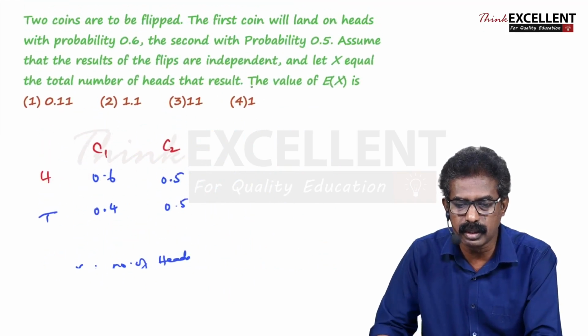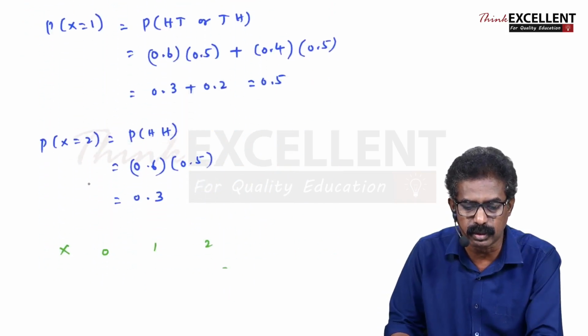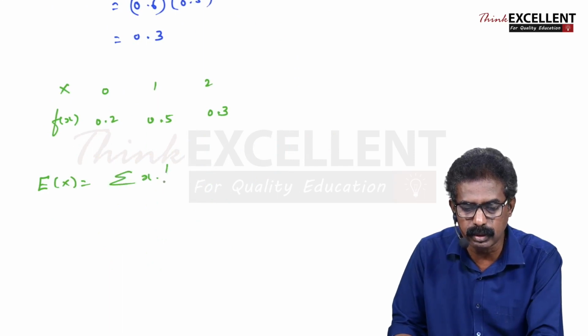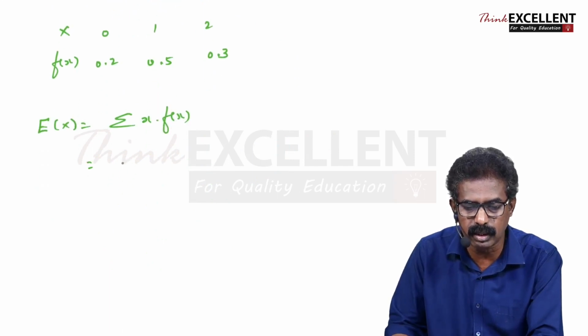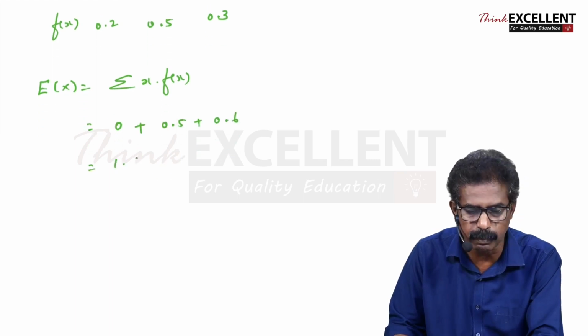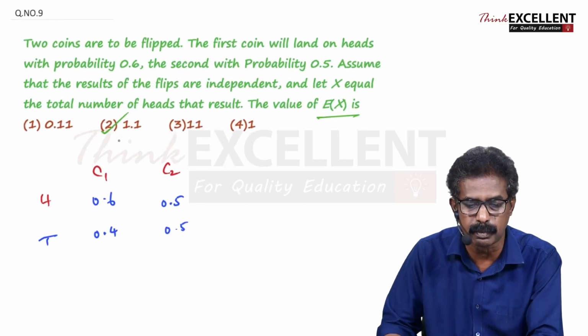What they asked in the question, find E of X. So expected value of X equal to sigma X into f of X. First one is 0 into 0.2, 1 into 0.5, 2 into 0.3. So 0.6. If you add it, you are getting 1.1. That is option number 2.